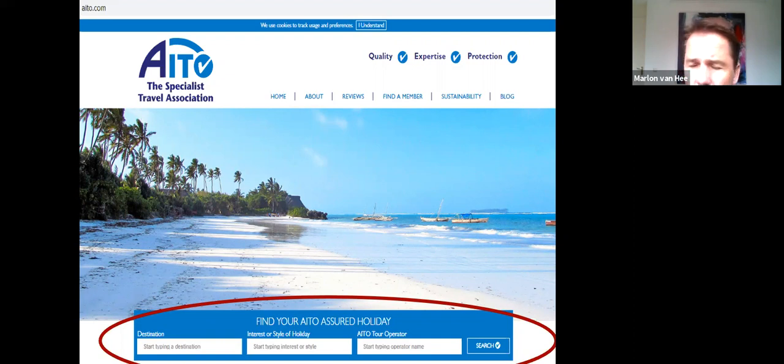And I'm not sure if they provide email details. I think they do, but it's more like the general email address. I think you can also find telephone numbers of the UK tour operators. So it's a great thing to use.